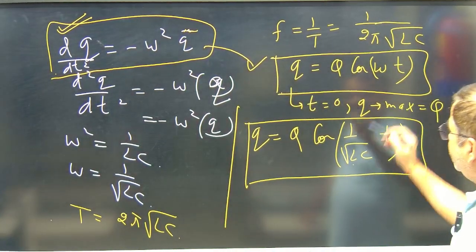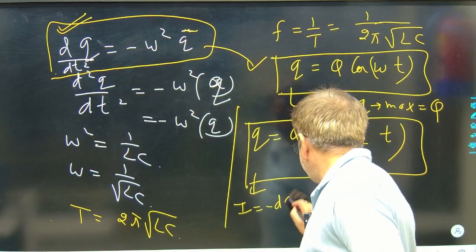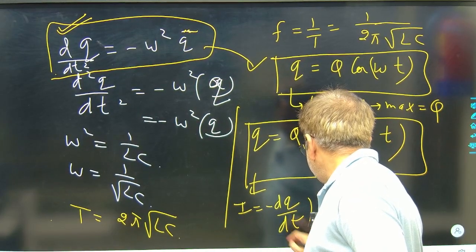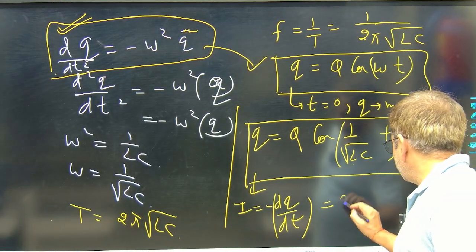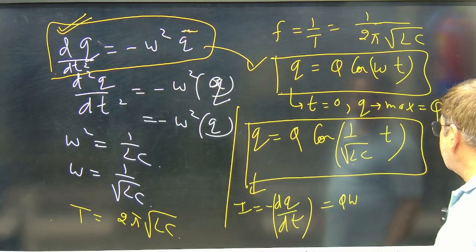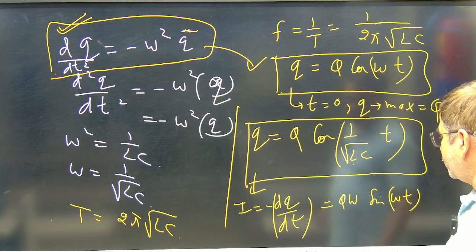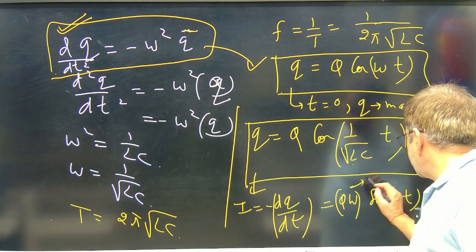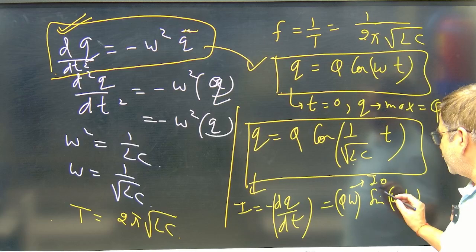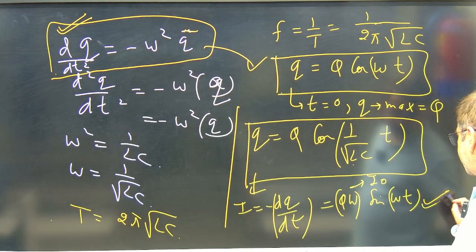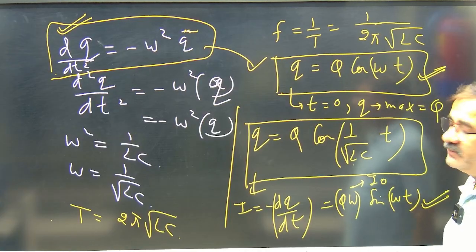Now from the same result I can get the current flow in the circuit also. I will be minus dq by dt. This term you can write as minus dq by dt. If I write this, what will I get? Q into omega, and this cos omega t is defined as sin omega t. Q into omega is the maximum value of current flow in the circuit. So I is this term. Current flow will be following the sine function and charge will be going for the cos function. This result we can see.